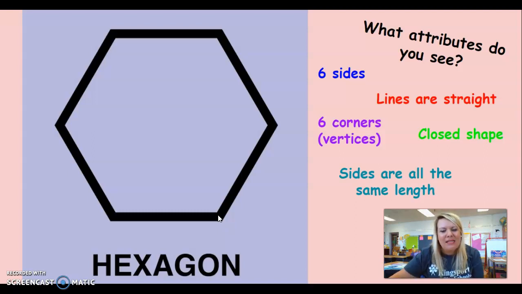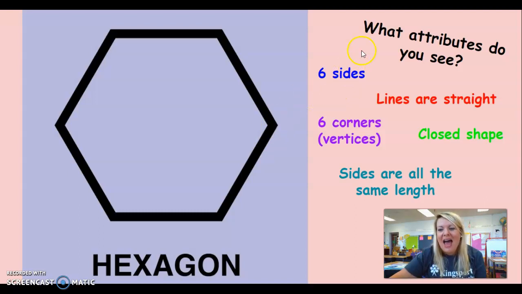I'm also noticing that the lines are straight. There are no curved lines at all. They're all straight sides and straight lines. I'm also noticing there are no openings in my shape. It's all closed in together. Did you notice that? Something else that I'm noticing is that all the sides are the same length. They all are the same length and they all come together for a closed shape called a hexagon.